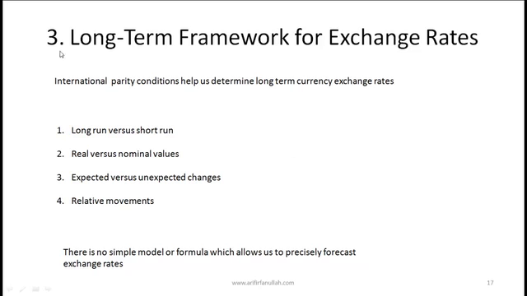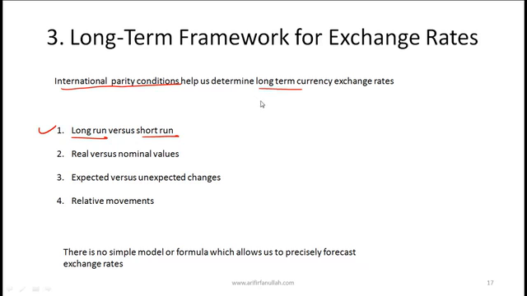We'll now talk about Section 3, Long-Term Framework for Exchange Rates. Essentially in this section we focus on international parity relations or international parity conditions, which help us determine long-term currency rates. Before we get into the specific parity conditions, let's cover a few basic concepts. The first one to talk about is long run versus short run. As indicated here, international parity conditions help us determine long-term currency exchange rates.